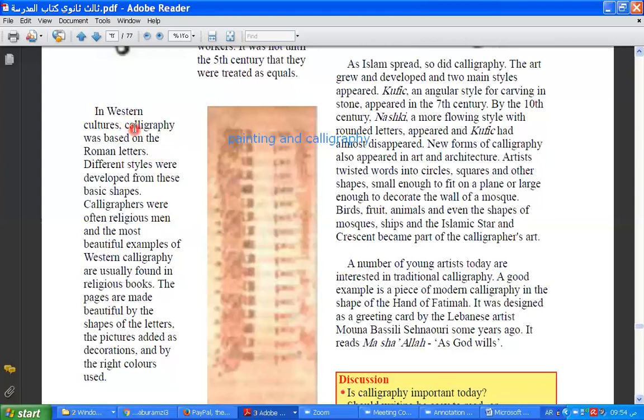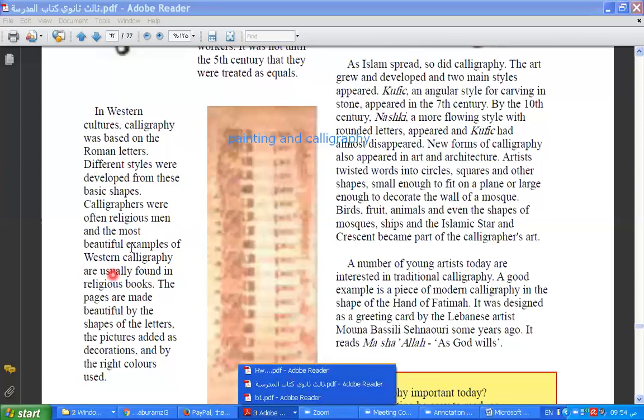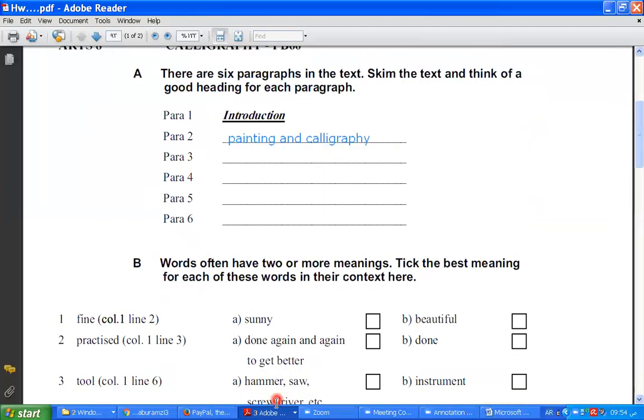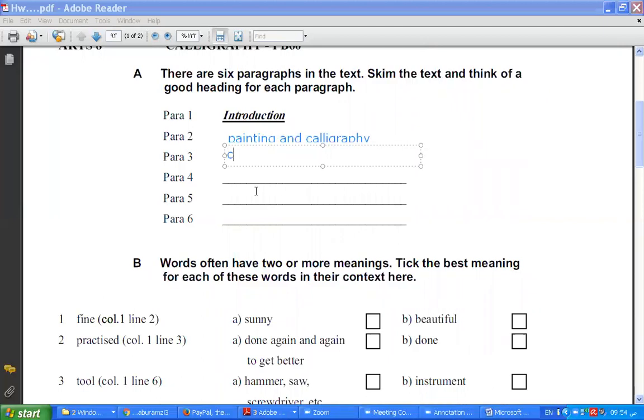I think your title is good because you focused on everything here. You said calligraphy in Western cultures. That's it, because this is the main point here. So we can add it here: in Western culture. Also, this C will be capital. Calligraphy in Western culture. This is the main idea for it.